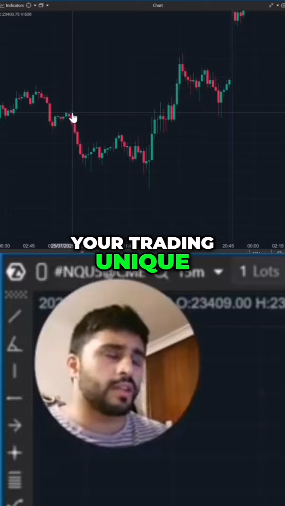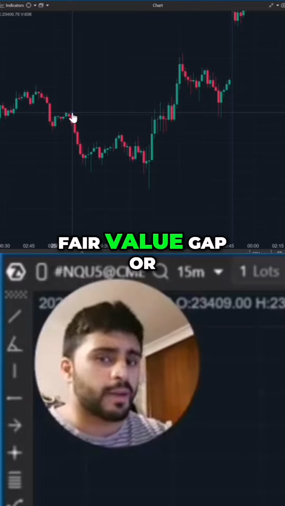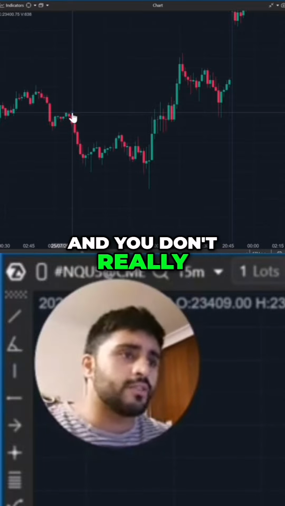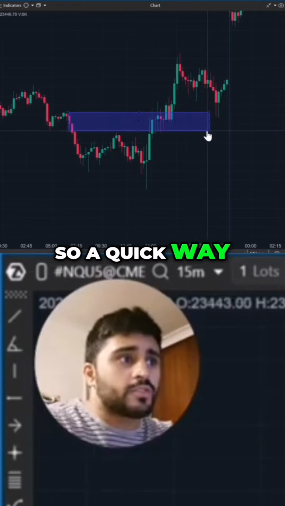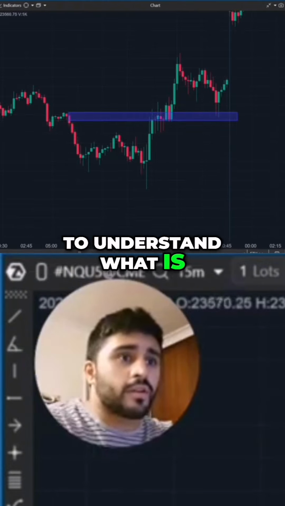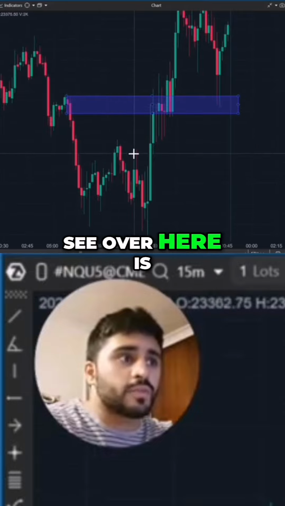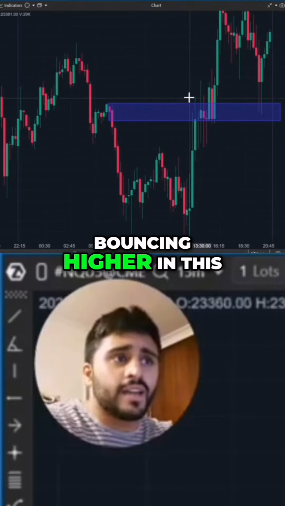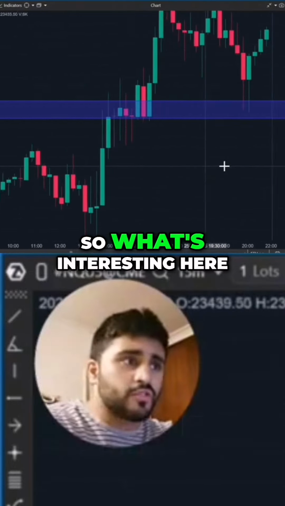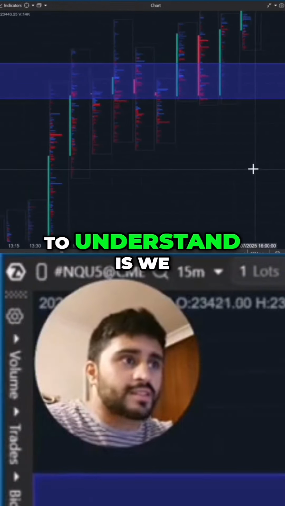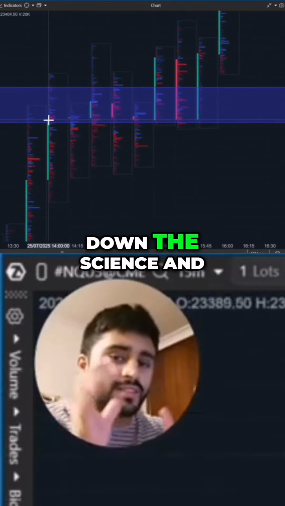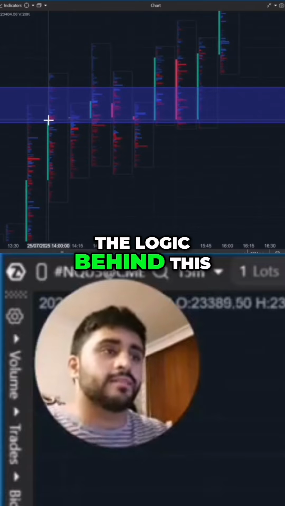This is what makes your trading unique, right? If you find yourself getting to a fair value gap or a support and resistance and you don't really know what's happening, you're leaving your trading to chance, i.e. gambling. So a quick way to avoid gambling is to understand what is going on at key levels, right? What we can see over here is price bouncing higher in this rangy market. If we dive into these candles a little bit, what I want traders to understand is we are going to be breaking down the science and the logic behind this.